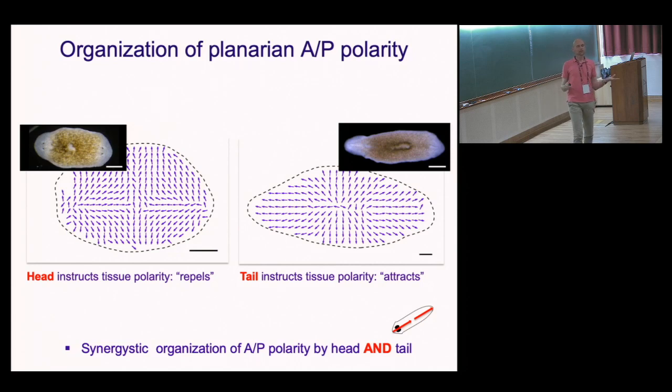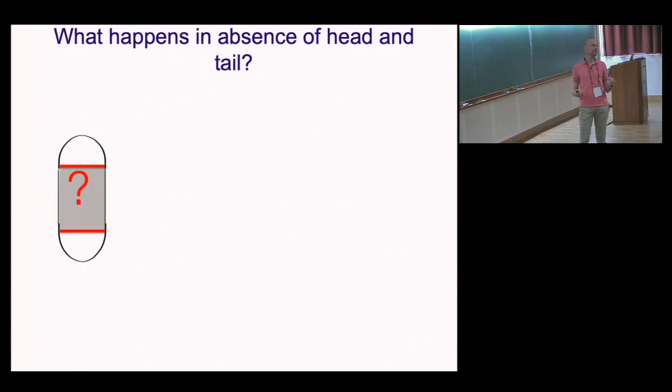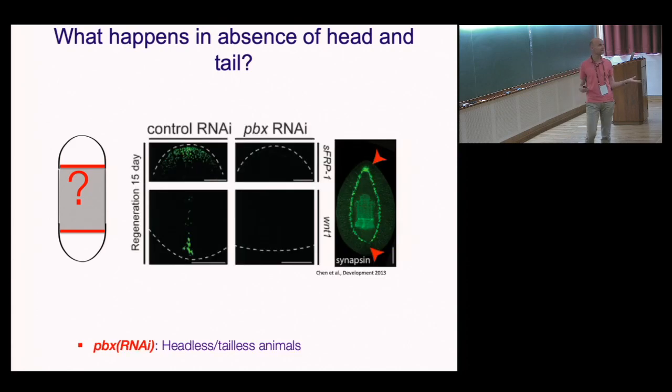And now, of course, an interesting question in this sense is to ask what happens if there's neither a head nor a tail. And because planarians are an awesome system in this sense, we can also address this question by knocking down a specific transcription factor that is basically required for making the head and the tail organizing centers. And if you do this, you can see that the molecular markers for the organizing centers are gone.